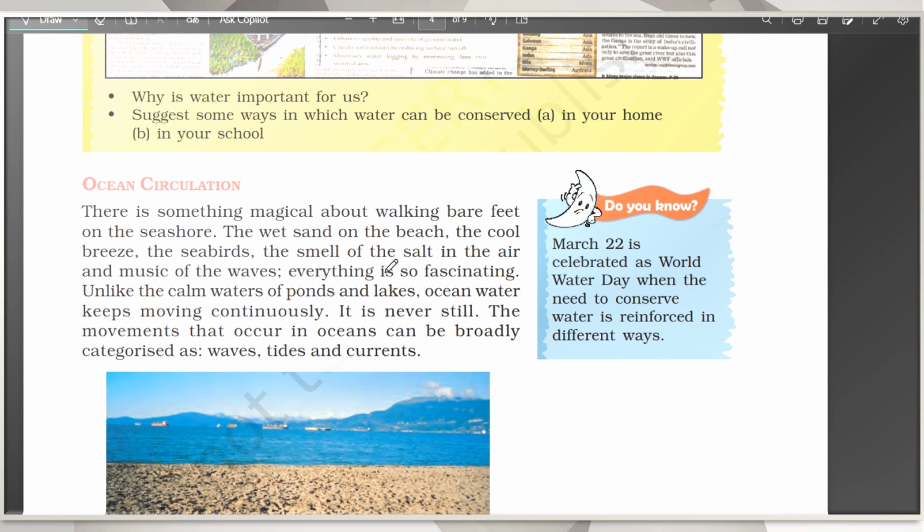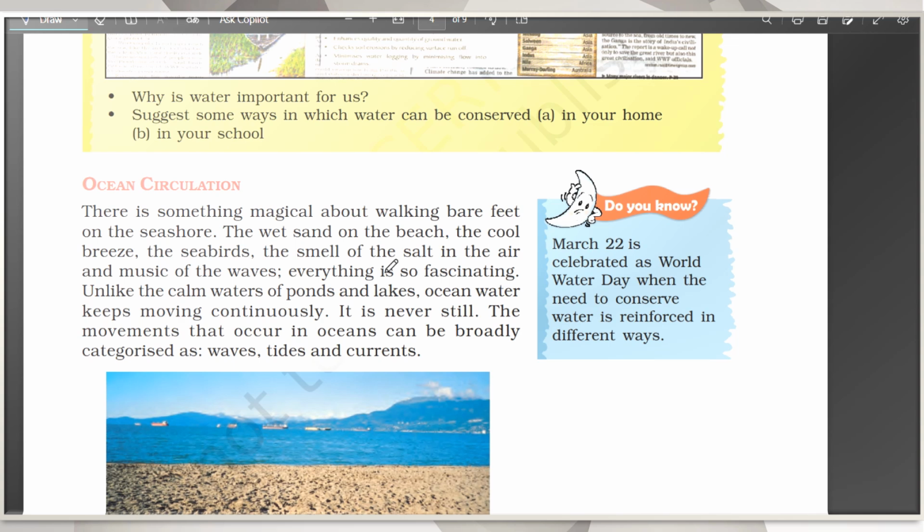There is something magical about walking barefoot on the seashore. Have you ever visited beaches? What do we do on the beach? We walk barefoot on the beaches. We enjoy the cool breeze, the sea birds, the smell of the salt dissolved in the water, and even the music of the waves, which is very magical. Everything is so fascinating.